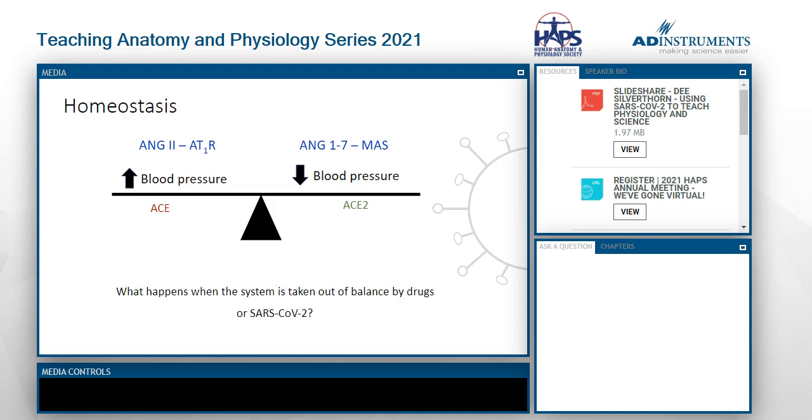So now what's going to happen when the system is taken out of balance? We know that SARS-CoV-2 is going to bind to ACE2 receptors, and we can also see a change when using some of the antihypertensive drugs that act on the pathway.